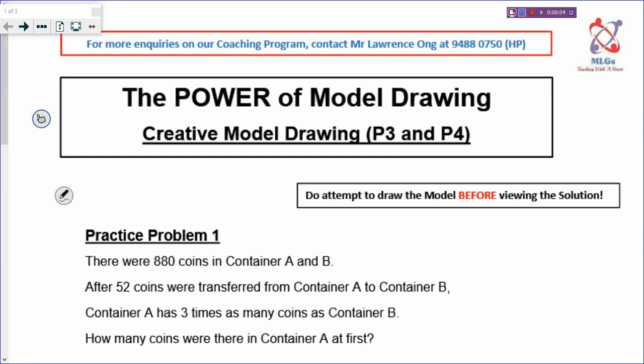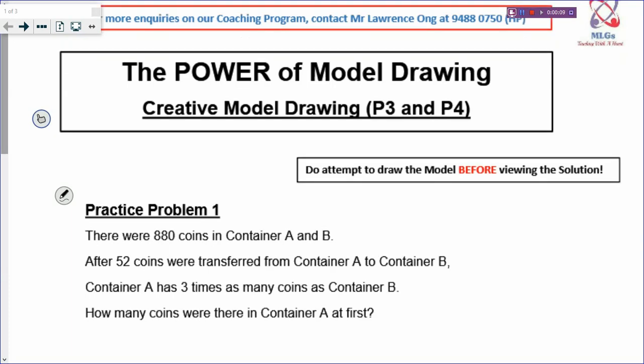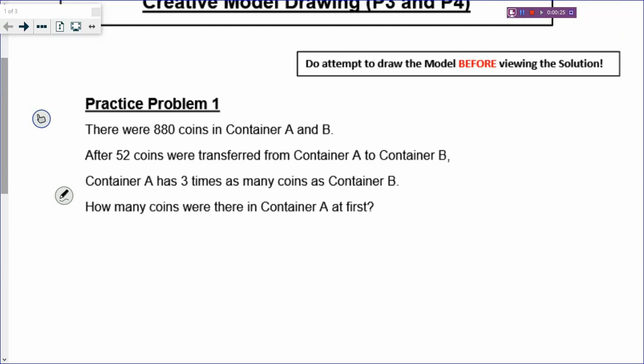We are going to continue with our model drawing lesson, and you can see that in all the lessons, the problems that you have tackled are quite hard, and they are usually found in section C. So the only way to solve them, or one of the ways to solve them, is through model drawing. All right, so let's look at problem 1, and once again, let's see how we solve.